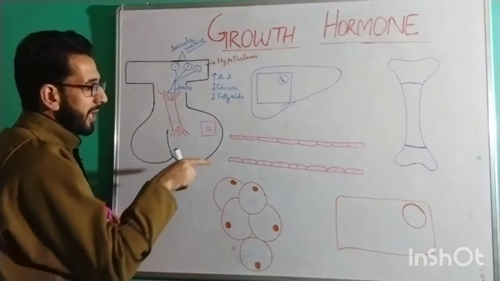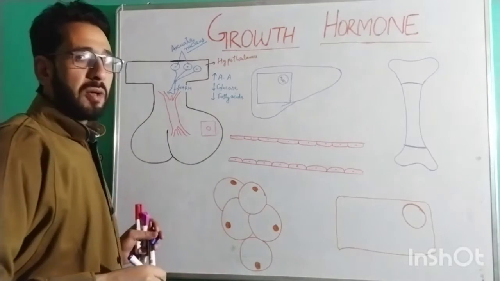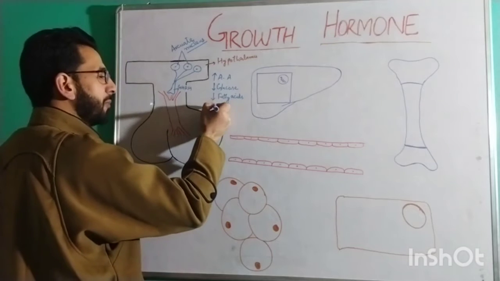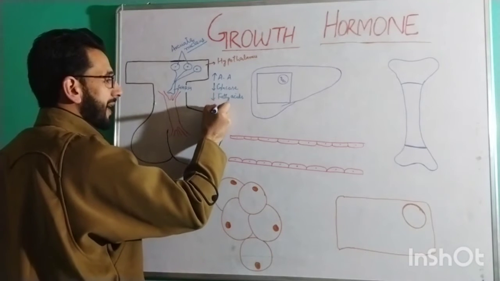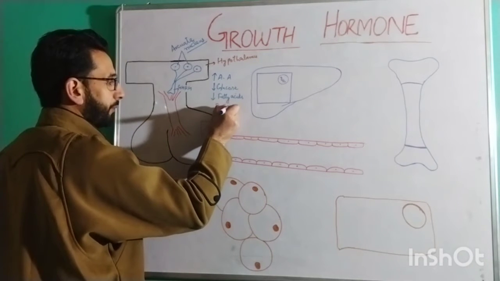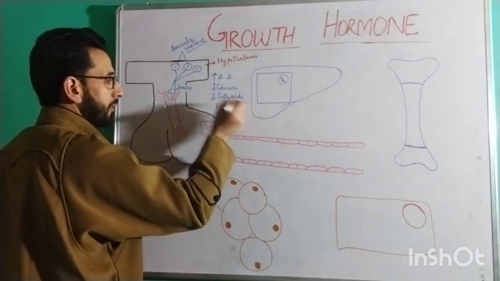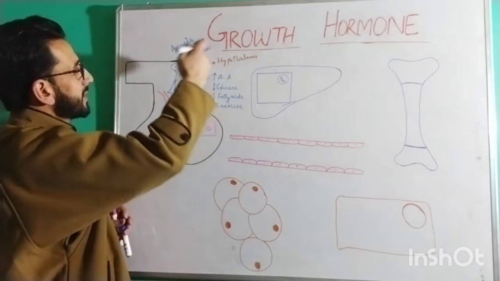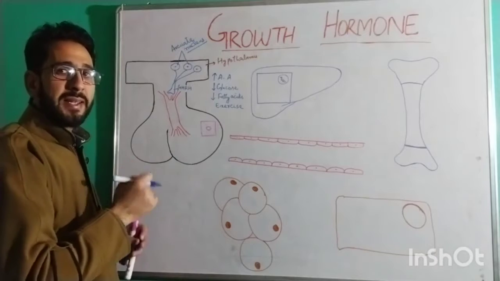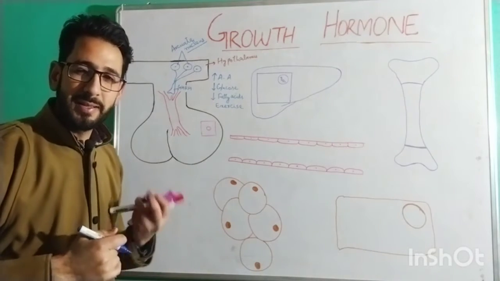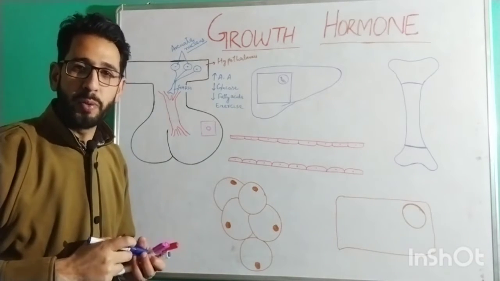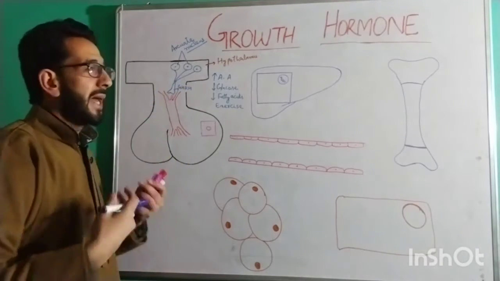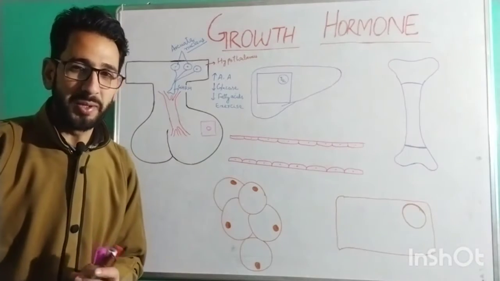Then when there is decreased level of growth hormone, that also stimulates this, and one of the important stimuli is also exercise. So all these are the stimuli which stimulate the arcuate nucleus, and then the arcuate nucleus secretes this hormone called growth hormone releasing hormone. Now the name indicates what the action of this growth hormone releasing hormone will be.